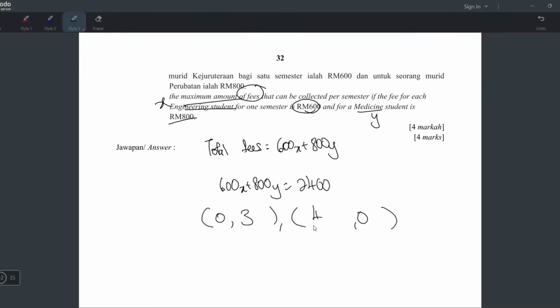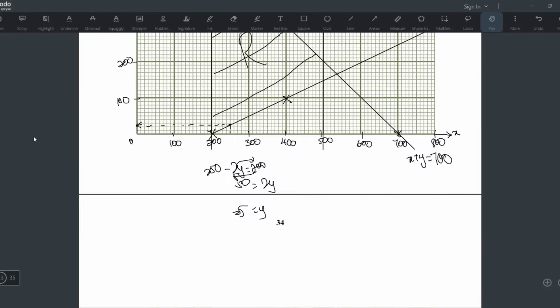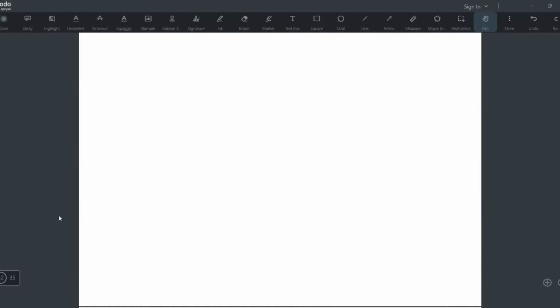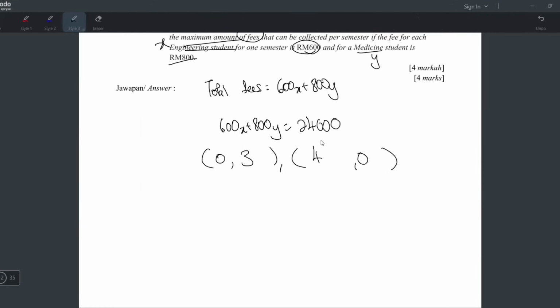Okay, 4. Tapi usually, if you plot (0, 3) and (4, 0), boleh juga. Tapi susah lah, because it's actually very difficult. Because one kotak is 10, tau. And imagine you want to plot 3, the point will just be like that. Like, oh my god, it's so near. So what you can do to fix this, just add a 0 here lah. Because when you add a 0 here, this becomes (0, 30) and (40, 0).